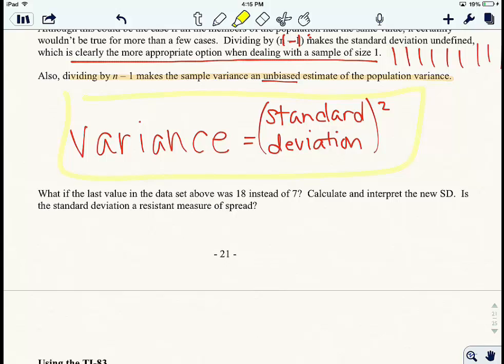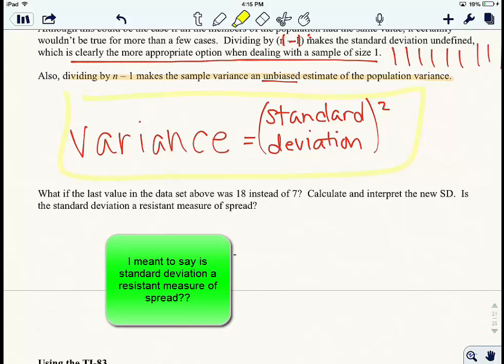Lastly, what if the last value in the data set above was 18 instead of 7? Calculate and interpret the new standard deviation. Is the standard deviation a measure of spread? And I will let you do that and bring it to class.